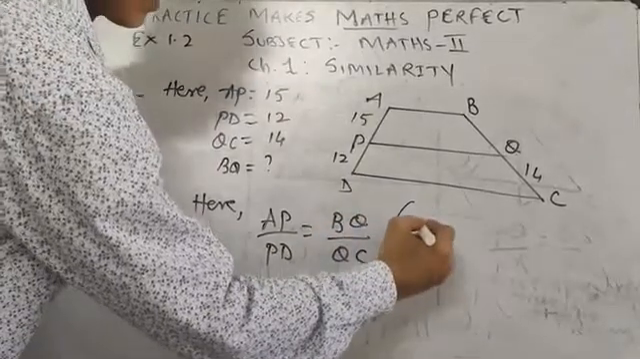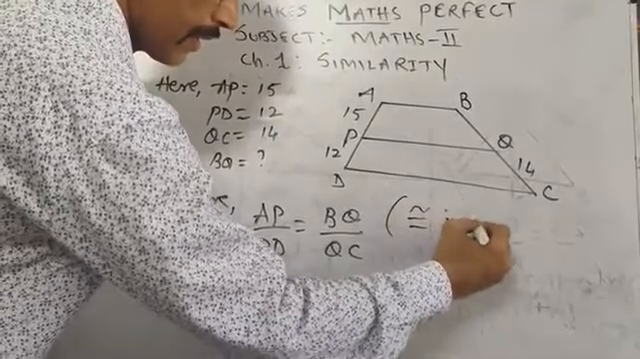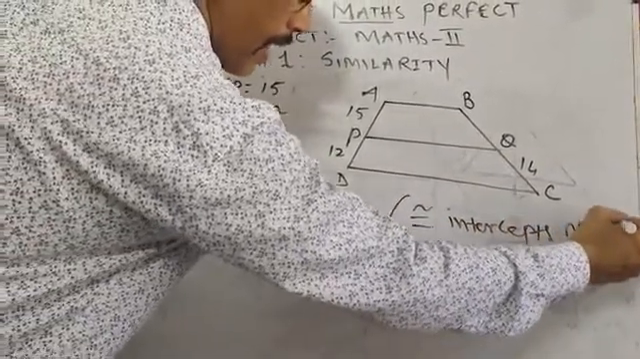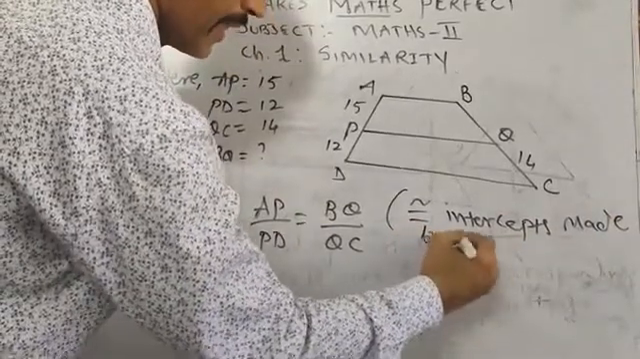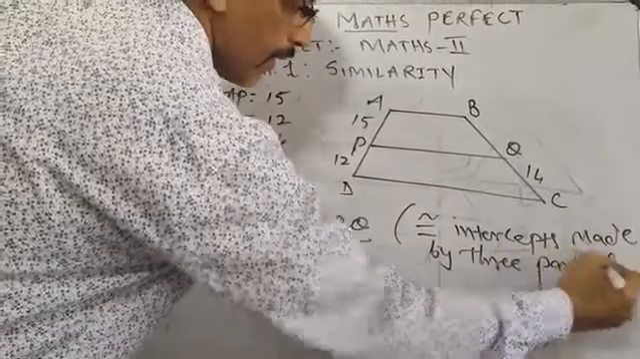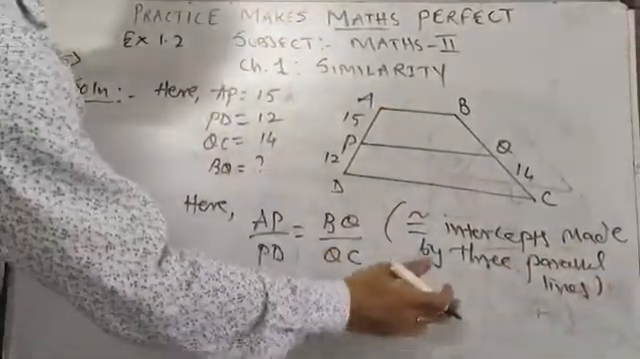The reason will be the congruent intercepts made by three parallel lines. Intercept made by three parallel lines. Or you can write BPT also.